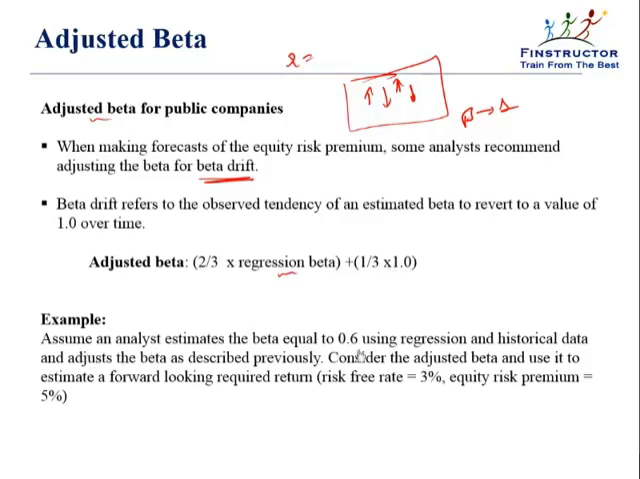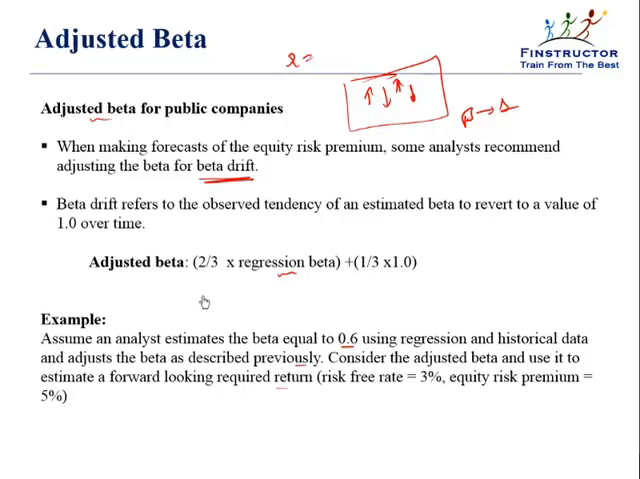Assume an analyst estimates the beta equal to 0.6 using regression and historical data and adjusts the beta as described previously. Consider the adjusted beta and use it to estimate a forward-looking required return, given the risk-free rate is 3% and the equity risk premium is 5%.